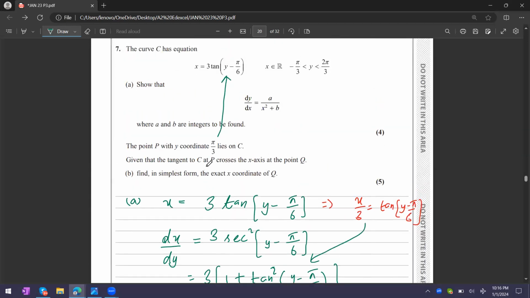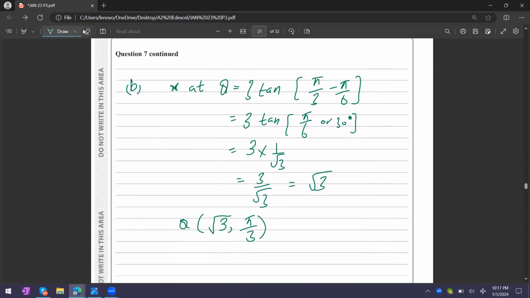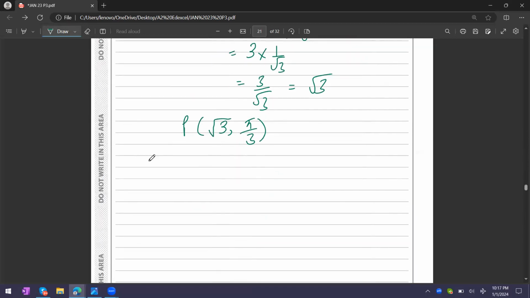Given that the tangent to C at P crosses the x-axis at Q, we need to find the coordinates of Q. This was P actually, a little change of letter name only. Let's just make it P here. This is P. So tangent at P means dy by dx at root 3. We already have the expression dy by dx is 3 over x square plus 9. Put root 3 here, it will be 3 over 12, or 1 over 4.